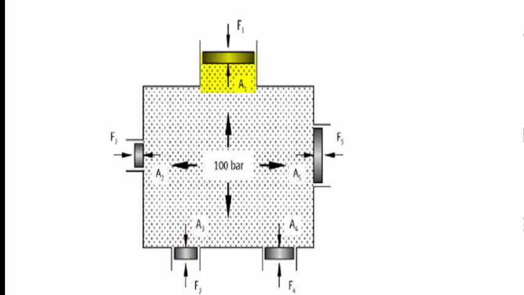So now what is the force generated? Now the force generated will be pressure multiplied by the area. So what is the pressure generated here and what is the area of this particular piston? That will be the force. So if you are having larger area, you are going to have larger amount of force that is going to be generated. So that is the Pascal's law.